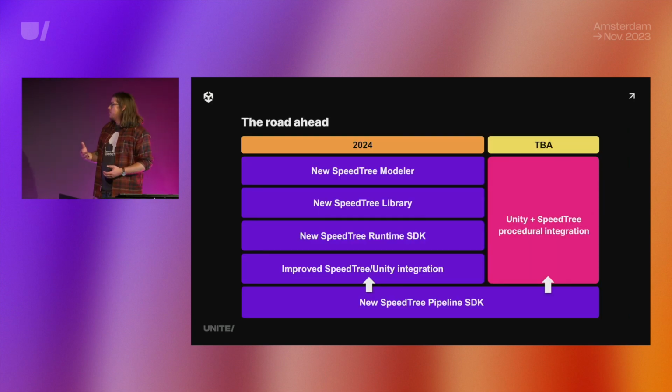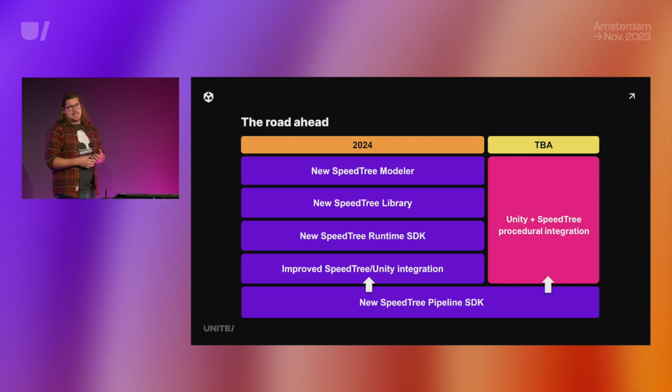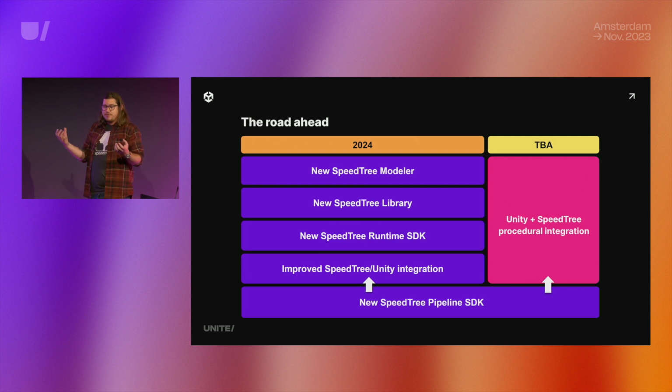All of this is enabled through something that's new. It's called the Pipeline SDK. And this Pipeline SDK is powering the SpeedTree library app. Essentially, it's the backbone of the SpeedTree procedural engine that is going to be offered as a separate Pipeline SDK.